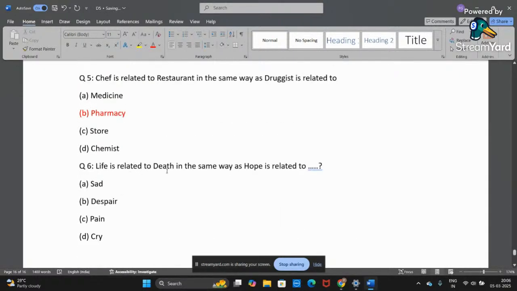Life is related to death in the same way as hope is related to what? Sad, despair, pain, or cry. What is the option? Yes, B is the option, despair.